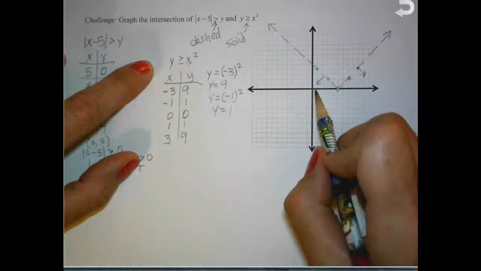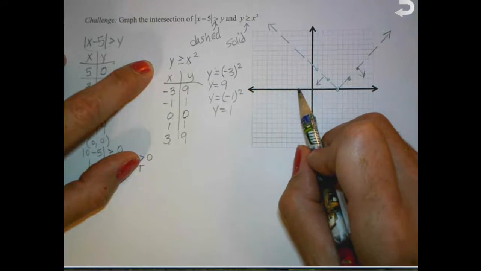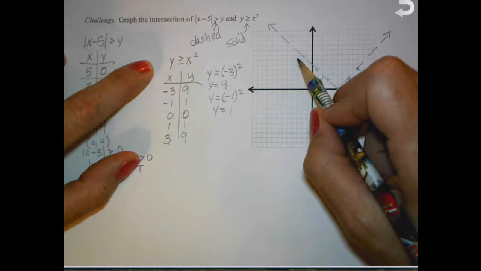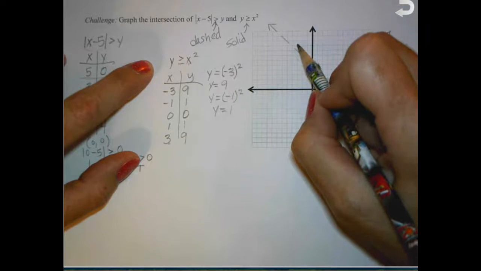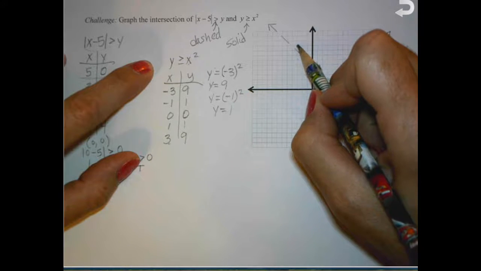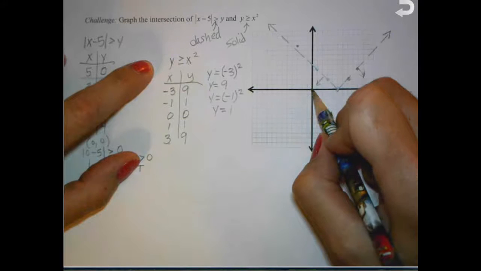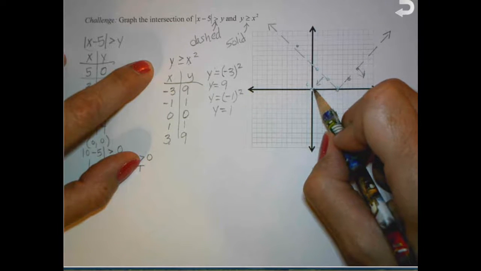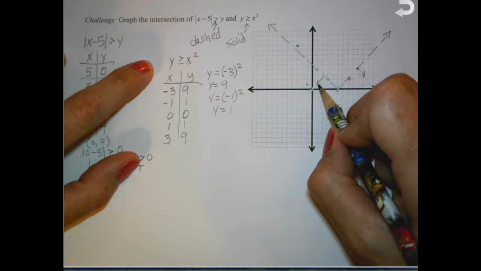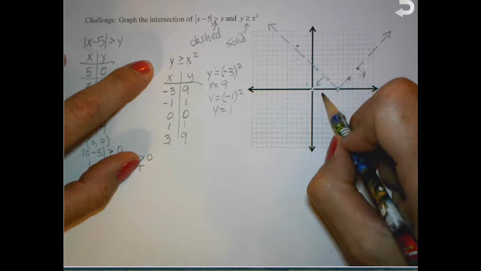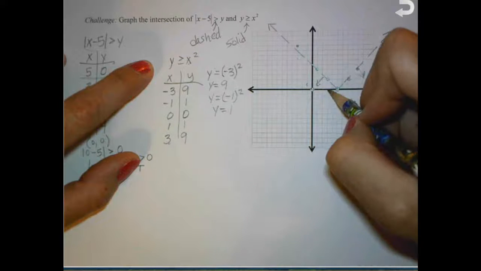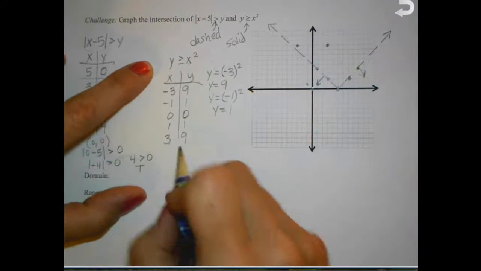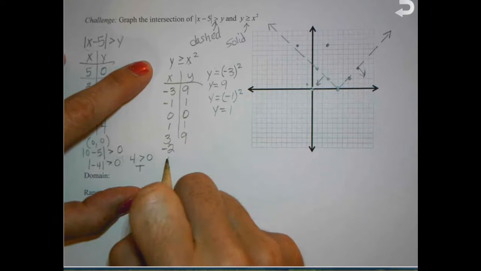When I go to graph that, I go to negative 3 in the x direction, 1, 2, 3, 4, 5, 6, 7, 8, 9. Positive 9 in the y direction, negative 1, positive 1, and 0, 0. 1, positive 1, so I have a point right there, and 3, 9, so it's going to be way up here also.